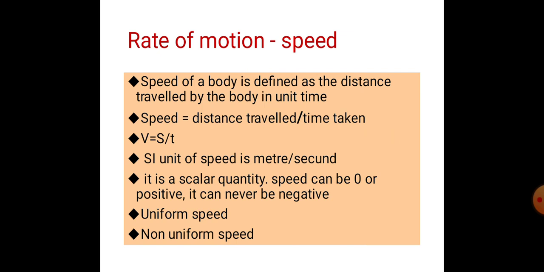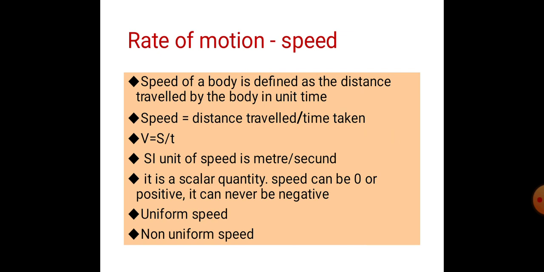The SI unit of speed is meter per second. And it is a scalar quantity, and speed can be zero or positive, and it can never be negative. Now, speed may be of two types. It may be uniform speed or non-uniform speed, also called variable speed.